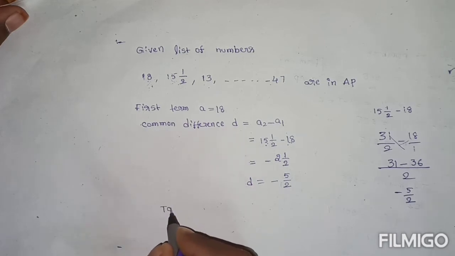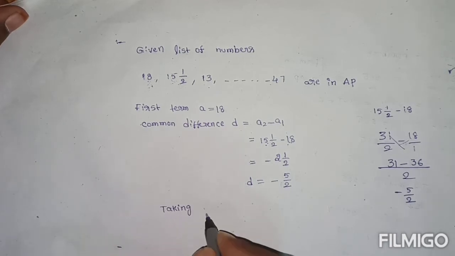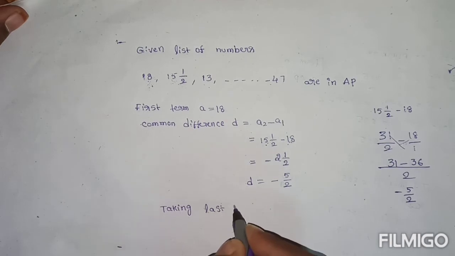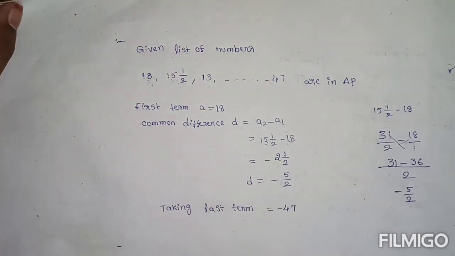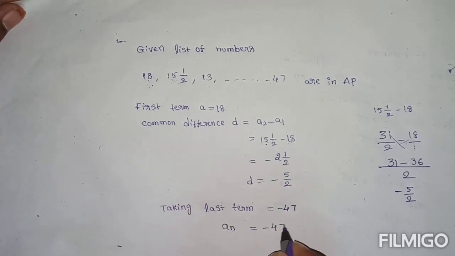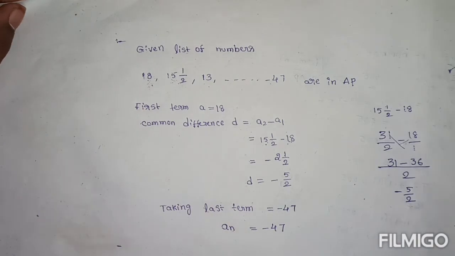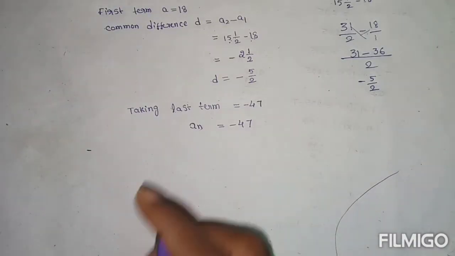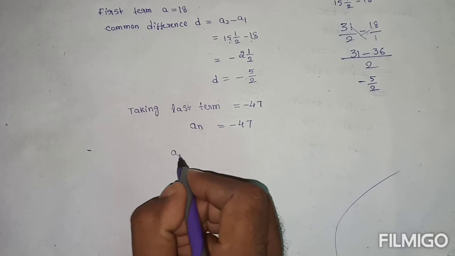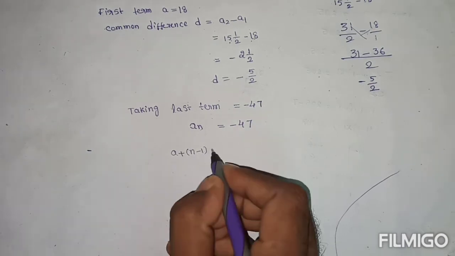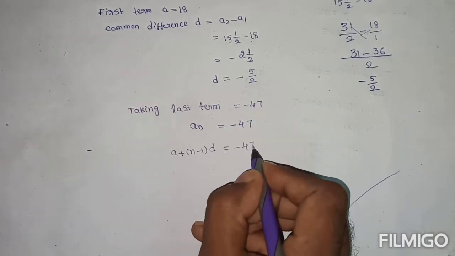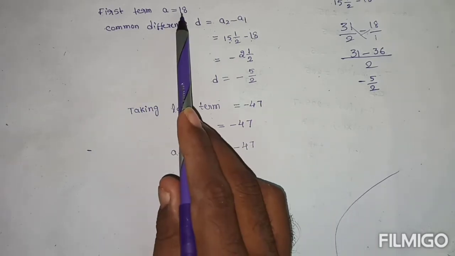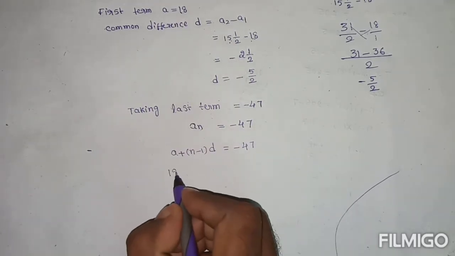Taking the last term, which formula? An equal to minus 47. Okay, write down. First write down this one, then go to the next step. So An, what is the formula? A plus n minus 1 into D is equal to minus 47. What is the value of A? A is equal to 18. So n is to be found out.